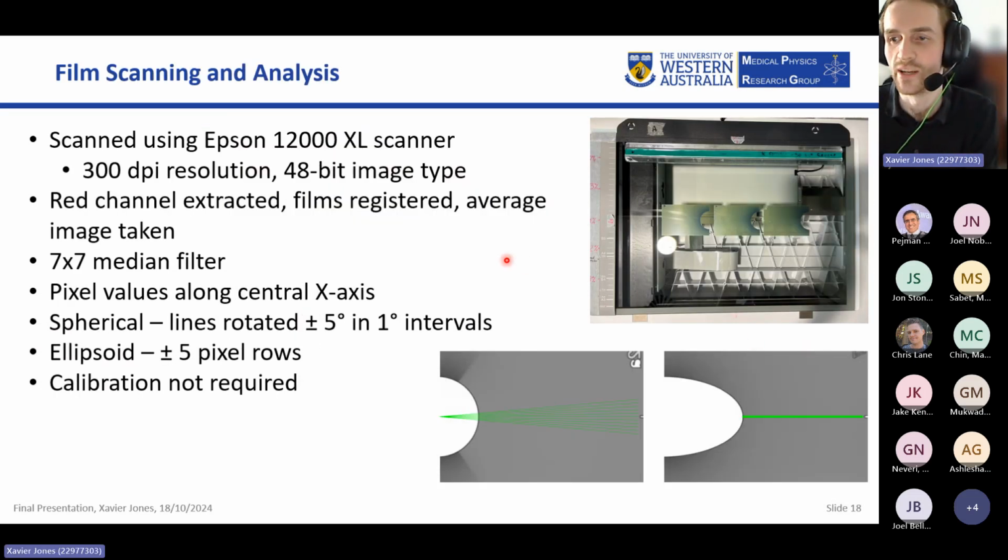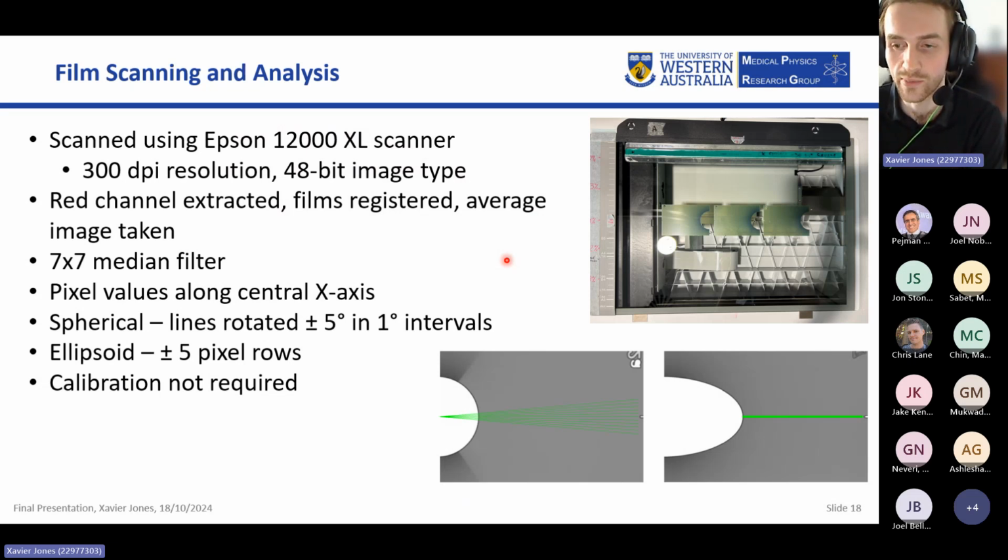The films were scanned using an Epson 12000XL scanner with 300 DPI resolution and 48-bit image type settings. All 3 films were scanned at once, and 3 scans were taken for each set. The red channel of each scan was extracted, all 9 images registered together, and the average image found. A 7x7 median filter was applied.